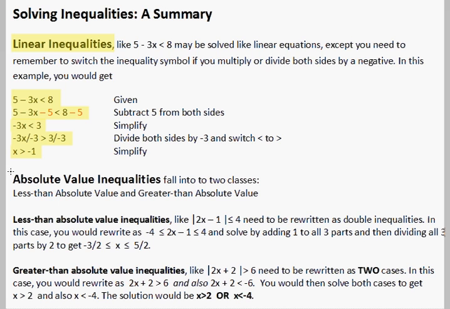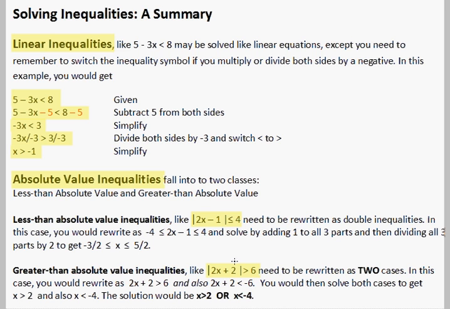The other type of inequality we looked at was absolute value inequalities. There's two types of these. We have the less than absolute value inequalities, and an example here would be absolute value 2x minus 1 less than or equal to 4, and then we also have the greater than absolute value inequalities. An example here is absolute value of 2x plus 2 greater than 6.